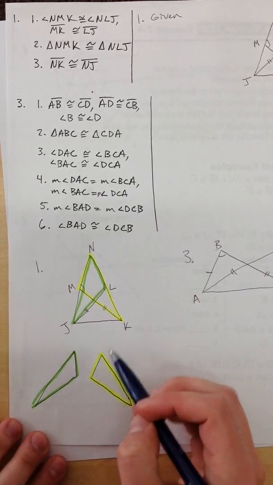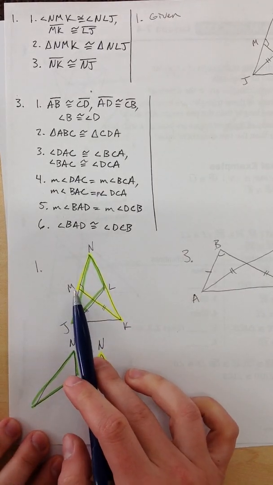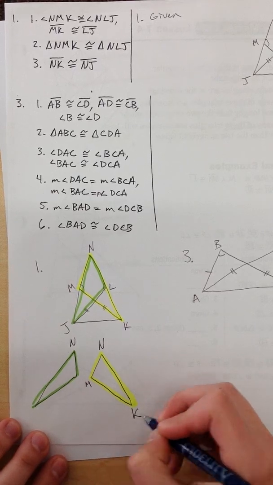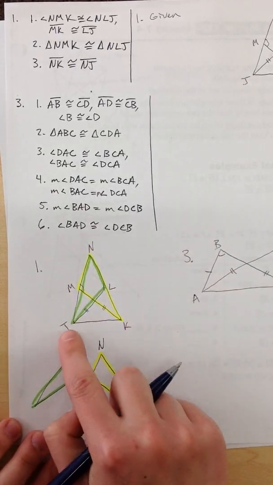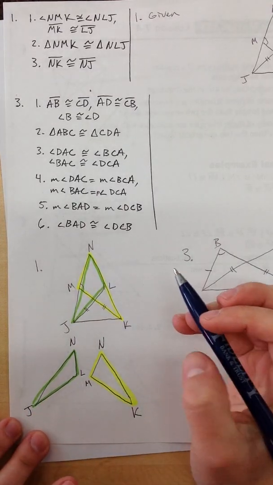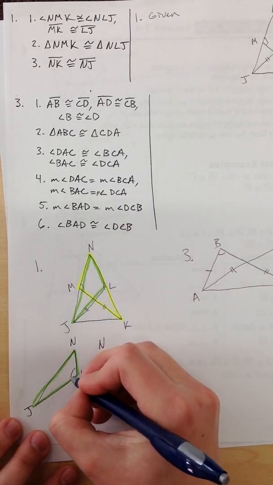Okay, and I'll throw in my letters. Both of them had their top point as N. Then for the yellow one, I've got M here, and then it goes down to K. And for my green one, I've got N, L for that one, and then J for my corner one there.